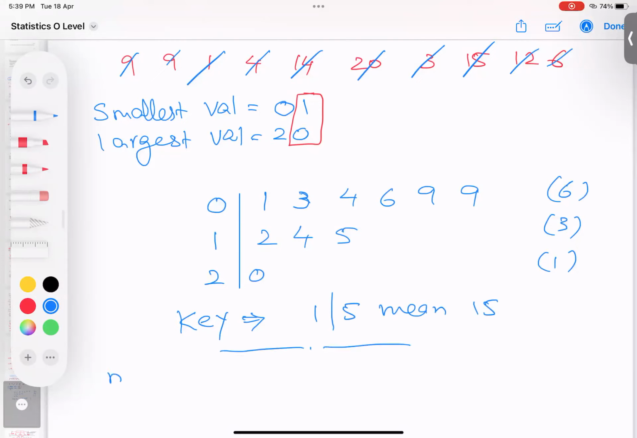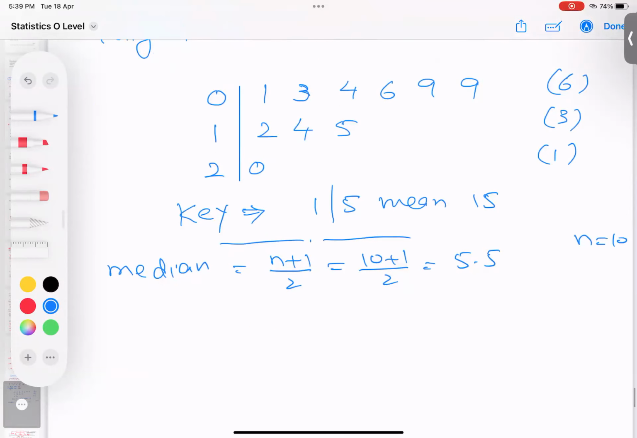Now let's talk about the median. The median formula is n plus 1 divided by 2. N is what? 10. You know it, n is 10. So 10 plus 1 divided by 2, I got 5.5. But for your knowledge, 5.5 is not my answer.